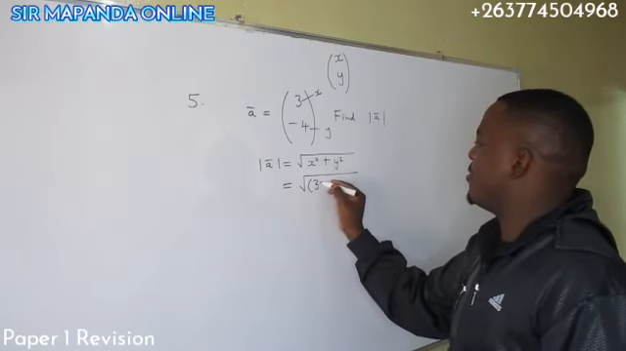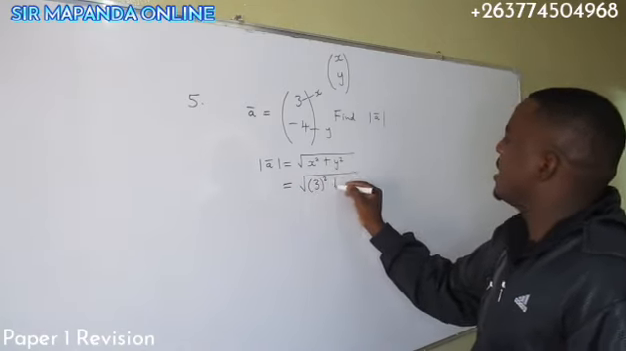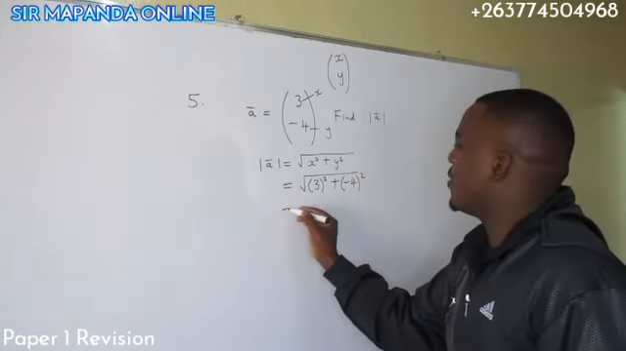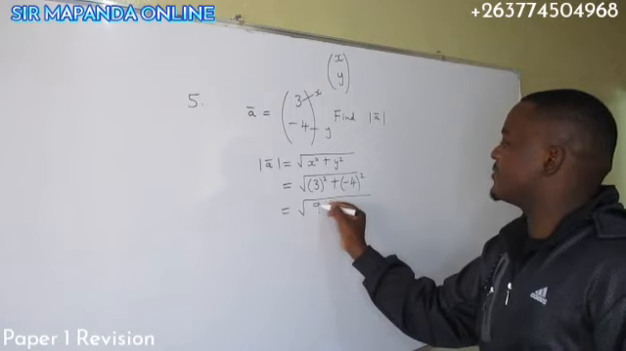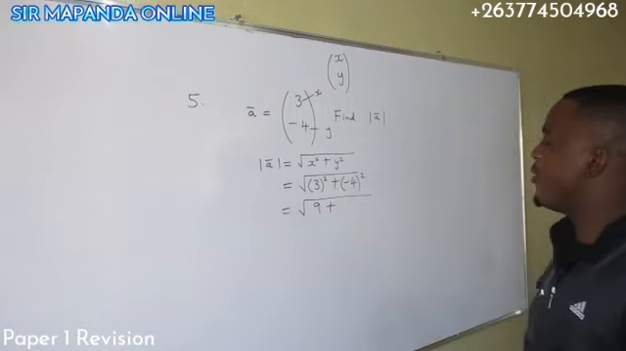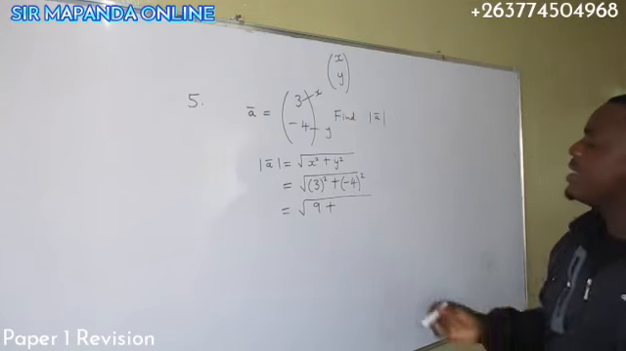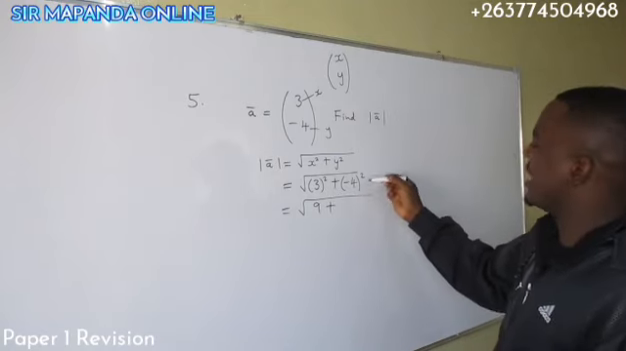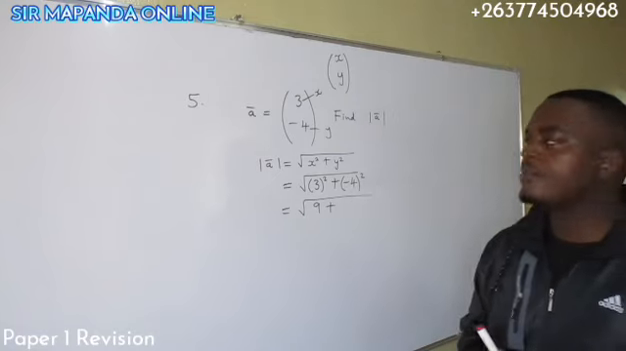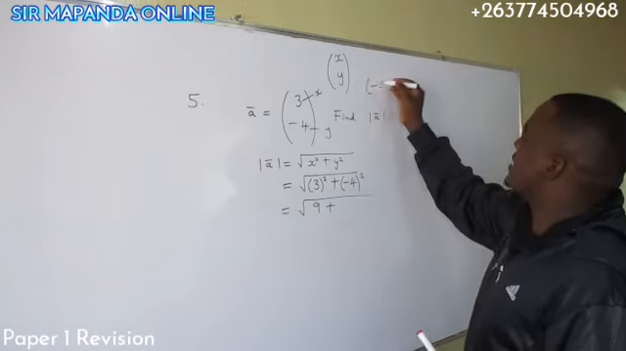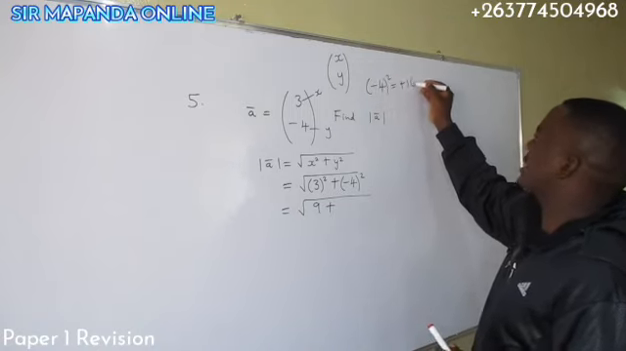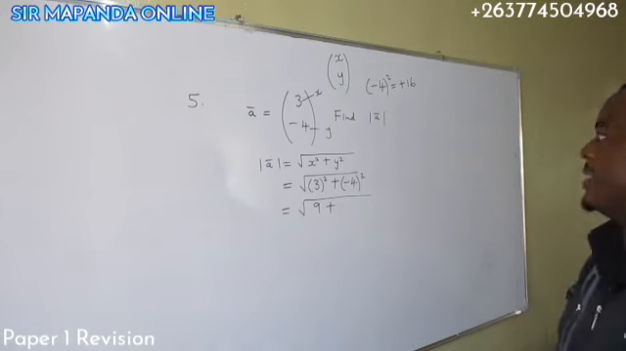You are going to say open bracket 3 squared plus open bracket minus 4 squared. So what is 3 squared? 3 squared gives you 9. Then you need to be very careful when it comes to minus 4 squared. If a negative number is raised by an even power, this negative sign disappears. So minus 4 to the power of 2, you get a positive 16 and not a negative 16.